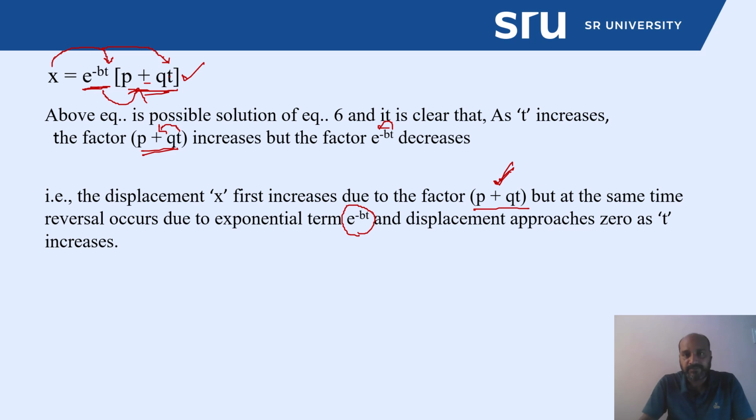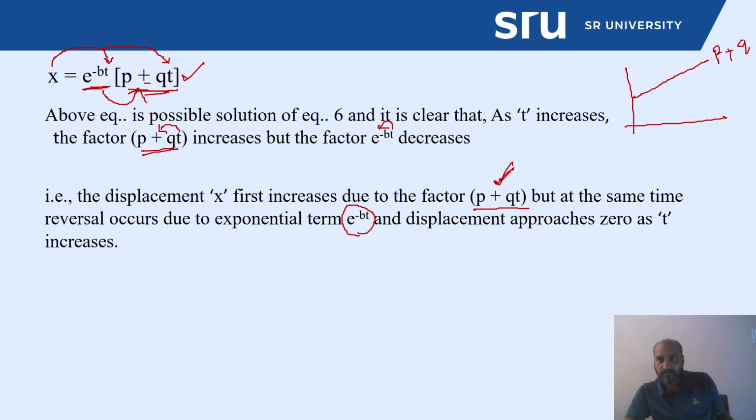However, this e to the power of minus bt, I mean the exponential behavior, will dominate over the linear behavior. And if you see the graph, this is like y equal to mx plus c, I mean p plus qt, and this is e to the power of minus x, right? At a particular value of time, I mean e to the power of minus t, at a particular value of time. So randomly I'm checking, randomly I'm taking this value. So if you compare, I'll take this here.